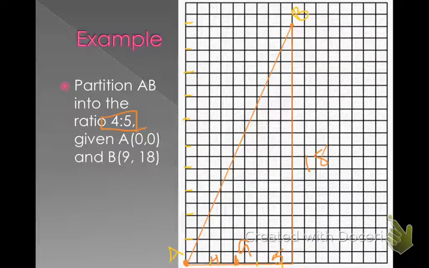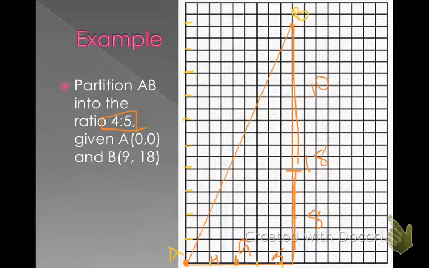For 18, that's just going to be twice as big, because 18 units is twice as big as 9. So I'm going to count up here. I have 2, 4, 6, 8. So that's 8, and then the rest of this would be 10. So that's the partition I want.